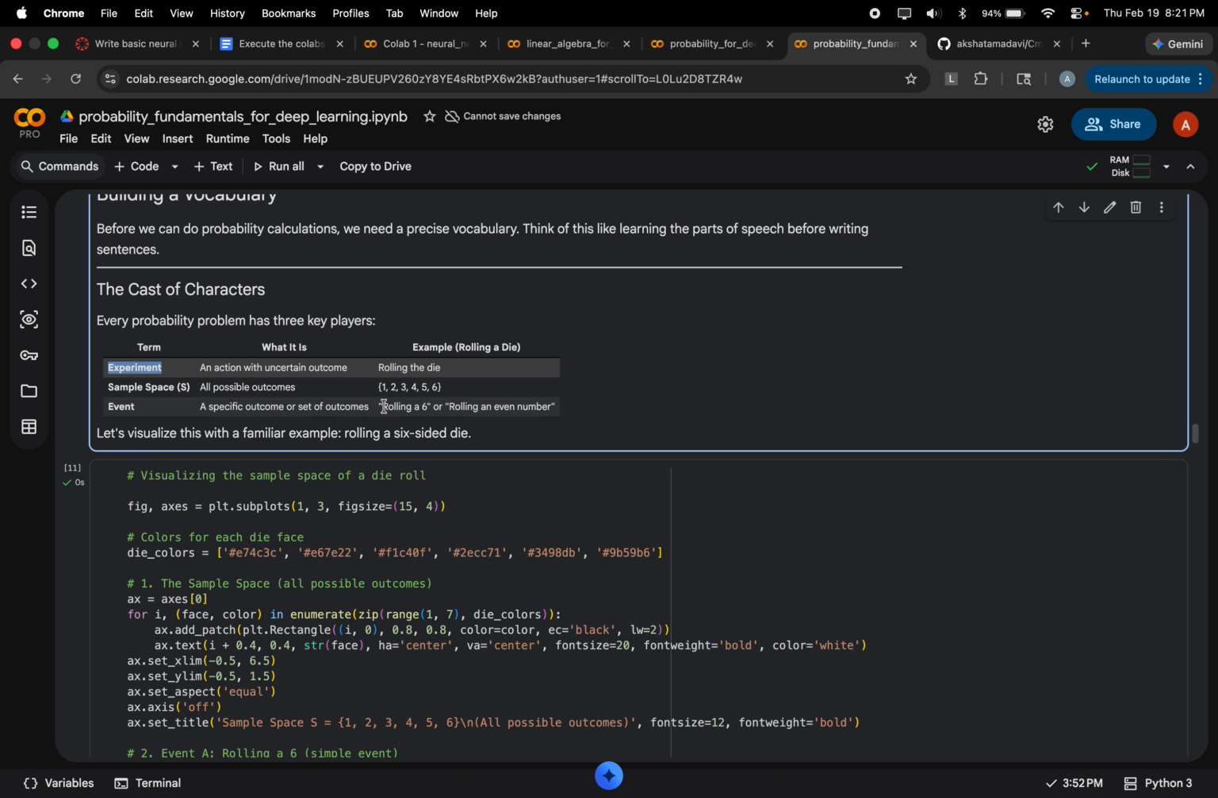Like for rolling a die, it can get 1, 2, 3, 4, 5, 6, any of the numbers. For flipping a coin, it can be heads or tails. Then we have event. An event is a specific outcome or a set of outcomes. This is the one which we want to look at. So our experiment can be rolling a die and flipping a coin. But let's say I just want to look at getting a number 6 on my die. It doesn't matter what the coin says. That is an event. It's a specific outcome.